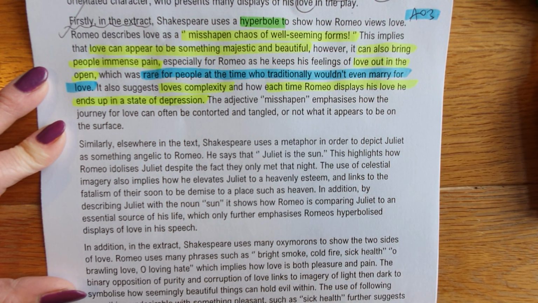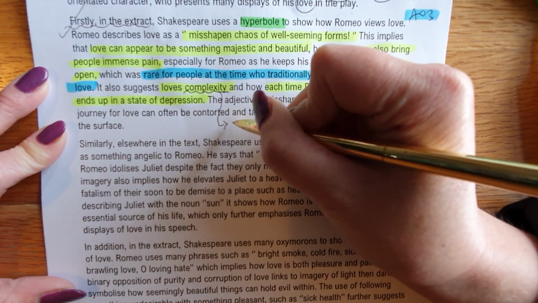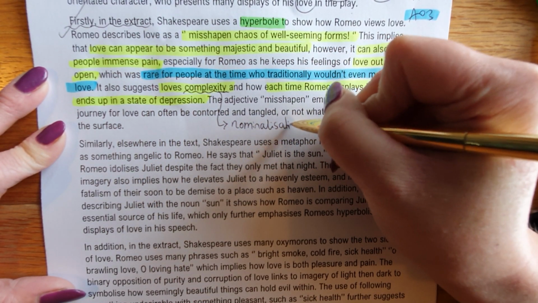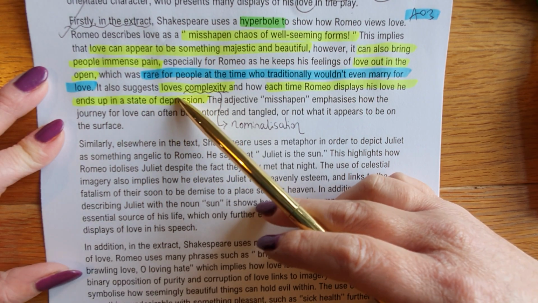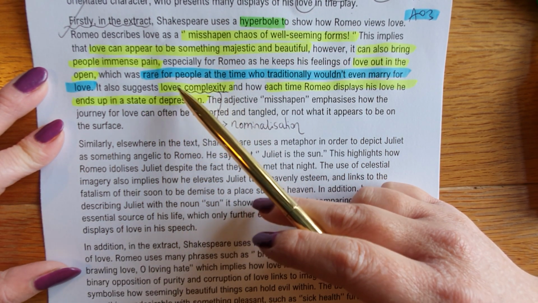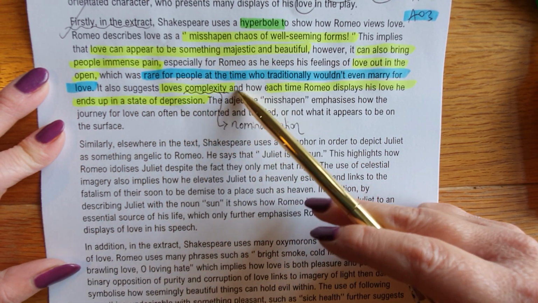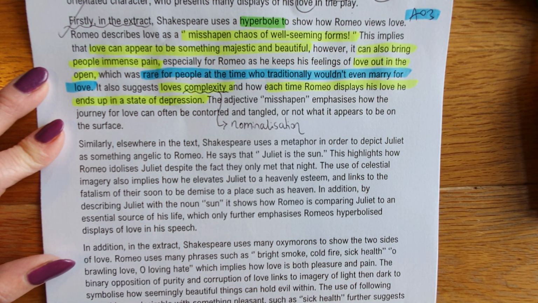What I like about this as well, this suggests love's complexity. Now, this is quite a complex idea, but this is something called nominalization. Your teacher may have talked to you about this when you studied previous literature texts. But nominalization is where we use nouns instead of verbs. So we don't say this suggests that love is complex. We say this suggests love's complexity. And so we're using nouns instead of verbs. So we might say responsibility instead of responsible. We might say idealism instead of ideal.